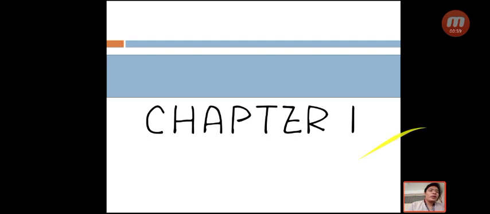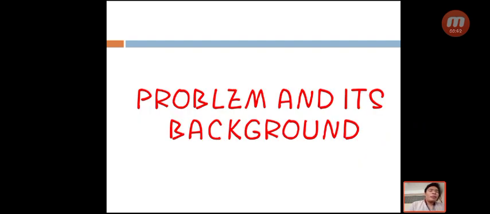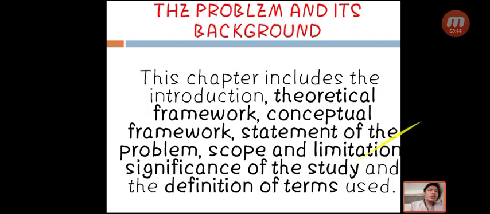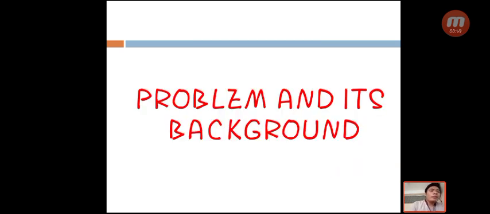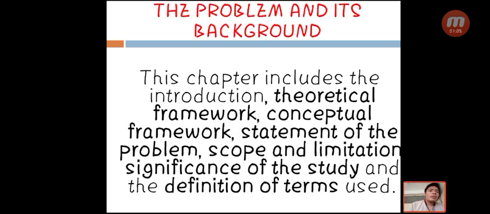So chapter 1 contains the problem and its background. Under chapter 1 is the theoretical framework, conceptual framework, statement of the problem, scope and limitation, significance of the study, and definition of terms. So first up is the problem and its background. So what do you mean by the problem and its background?